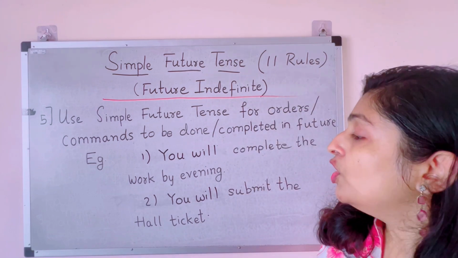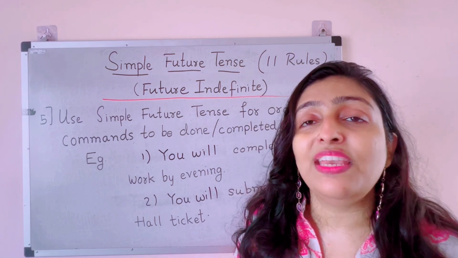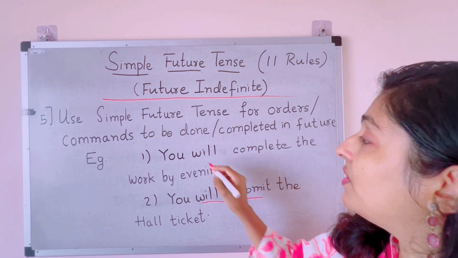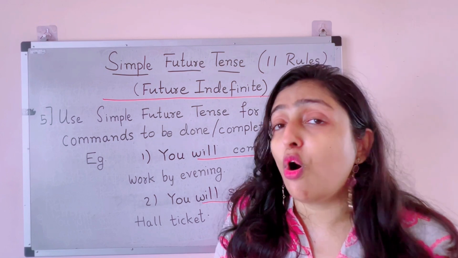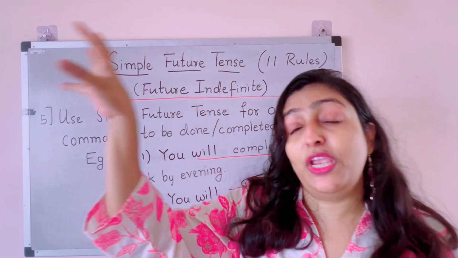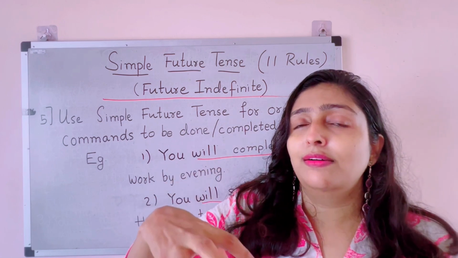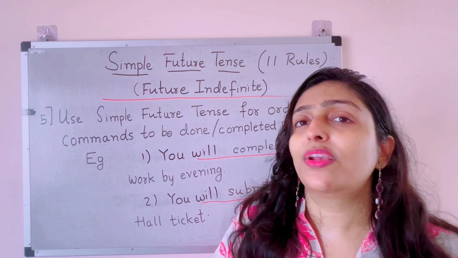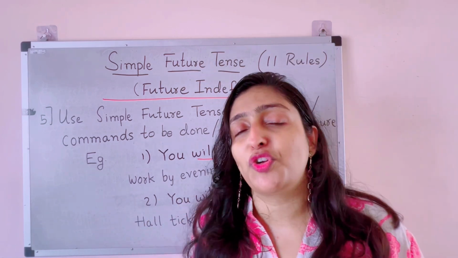Second example, you will submit the hall ticket. You don't have any option. You won't get any entry unless you submit your hall ticket. So the verb here is in simple future tense. So if you are an authoritative person in control of the place, you have much influence and sway over the entire place, you are somebody in an important designation and authority, then you can give your command and order to your employees or subordinates to finish off their task.